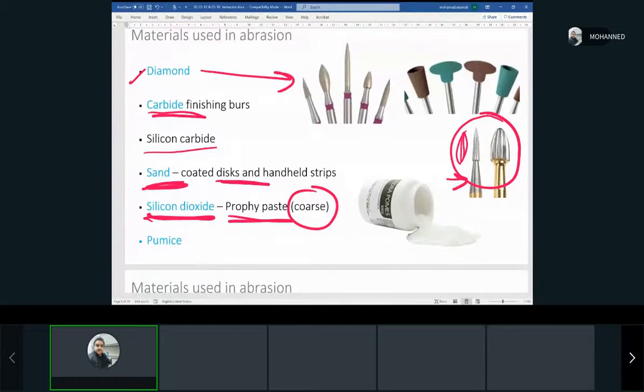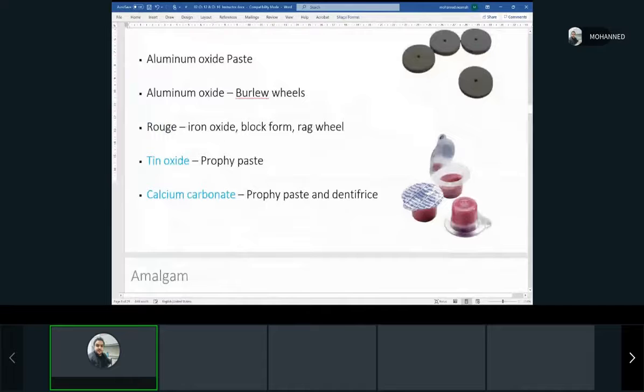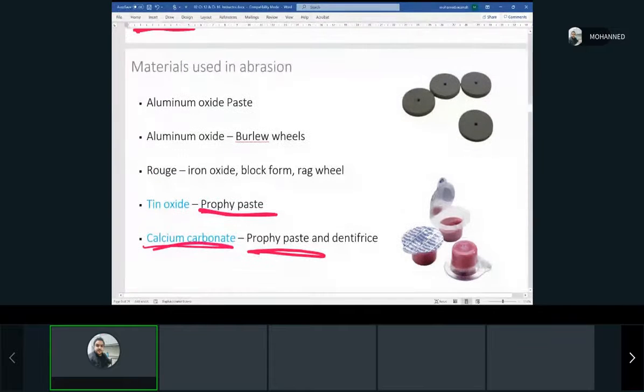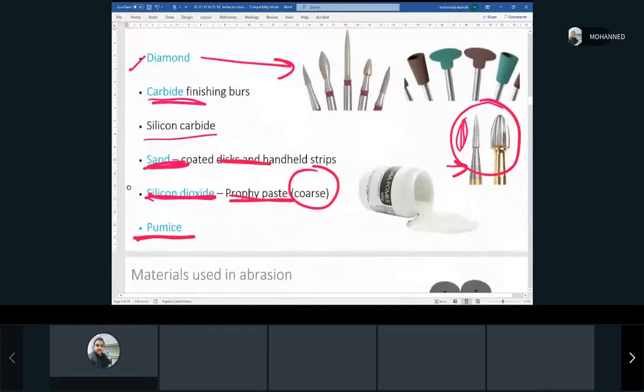We have pumice, and pumice is used a lot to do the cleaning when we want to do sealants, and also they use it in the laboratory part. It's like a powder. Aluminum oxide and other ones, tin oxide also used in prophy paste, and calcium carbonate also used in prophy paste. So again, just know these few things that I colored just to get a general idea about what the abrasive materials are that we use in dentistry.